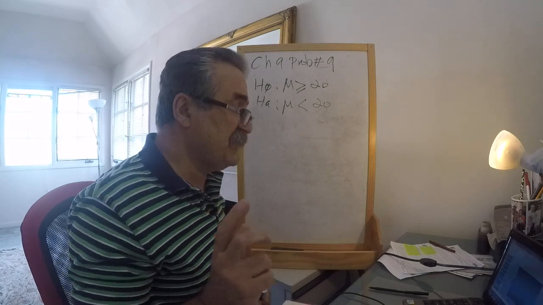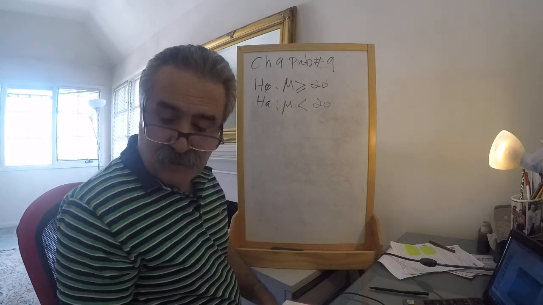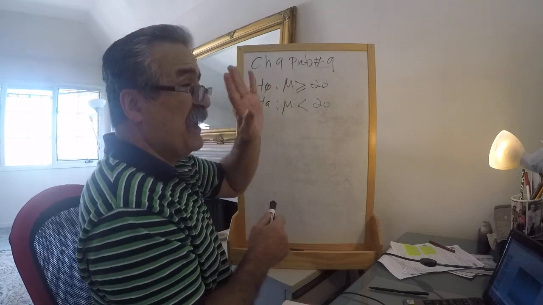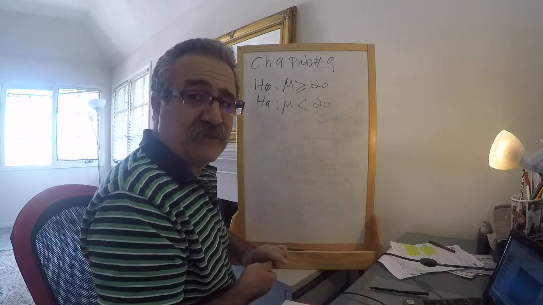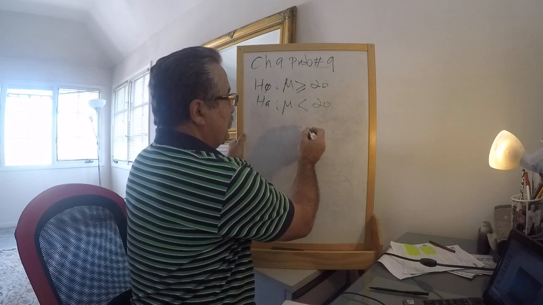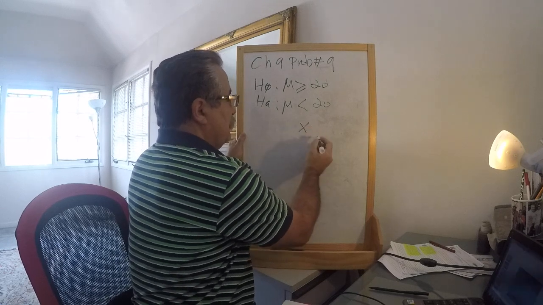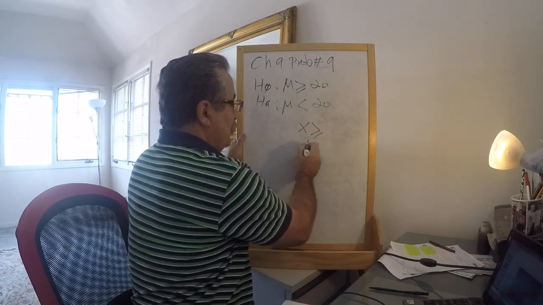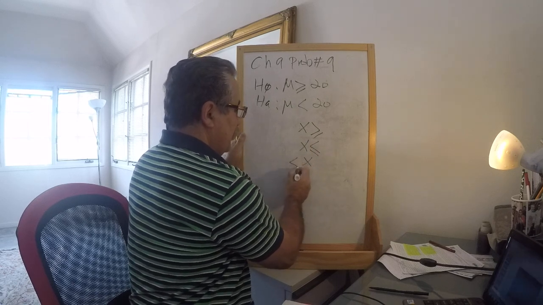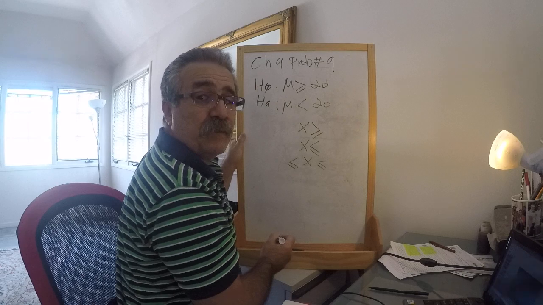I want you guys to pay attention to this here. If you guys remember back in chapter 6, I said that we have three cases: x greater than or equal, x less than or equal, x in between. You guys remember that?